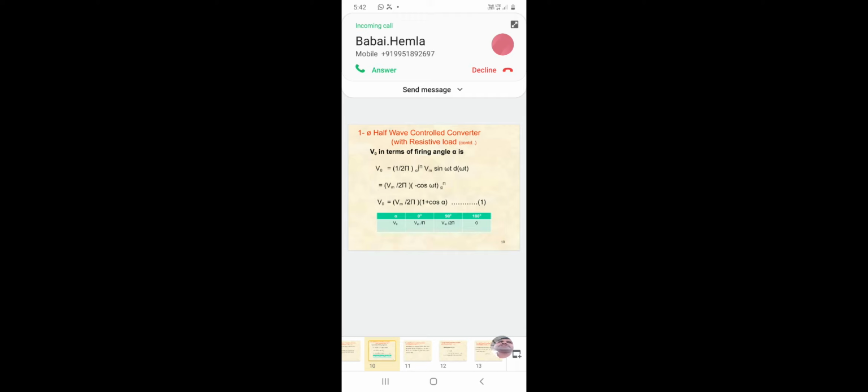RYB three phases are there. The two phases already have a conduction period of 30 degrees. So we have to remove the 60 degree angle. The 120 degrees is the conduction period in a three phase circuit. The maximum conduction period of a thyristor in a three phase circuit is 120 degrees, and the maximum conduction period in a single phase circuit of thyristor is 180 degrees.